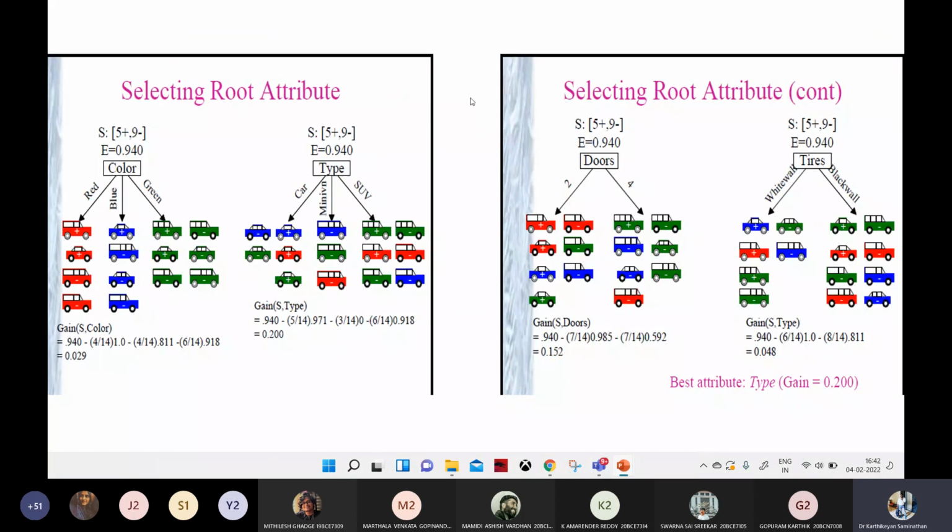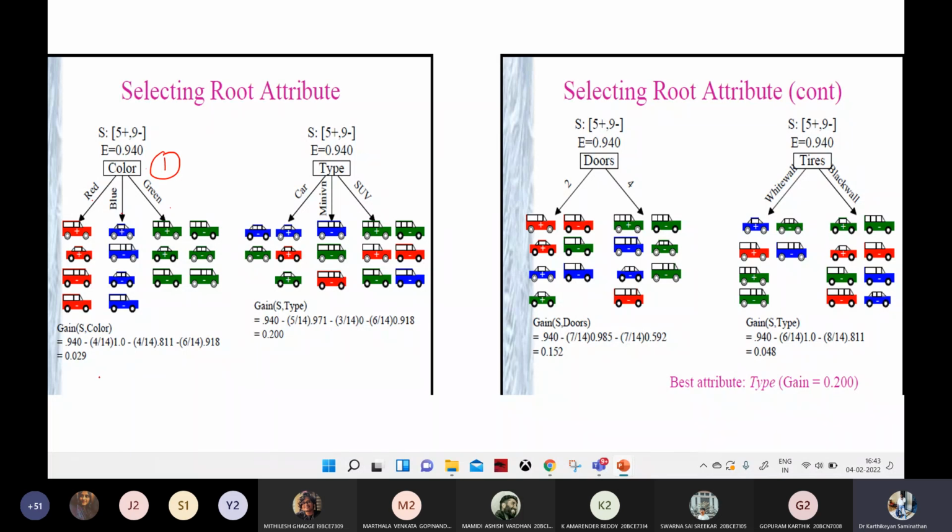First we'll start deriving the entropy function for color. You can see here the color attribute is given. So this is your first attribute, color. Now color has three features: red, blue, green. Under red you have red cars. See, the different cars are there. So totally 4 cars here, 4 cars here, and here you have 6 cars.